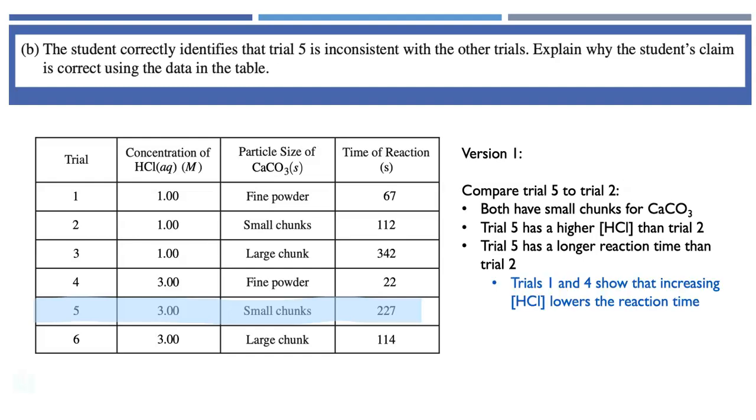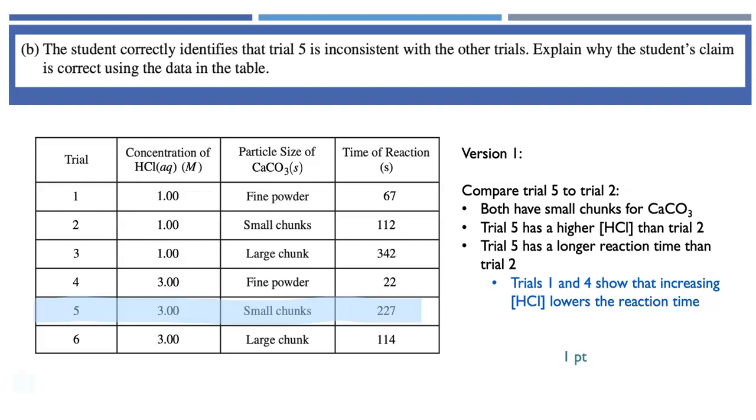Because if I look at trials 1 and 4, which both have the same particle size, they're both fine powder for the calcium carbonate, and I go from 1 molar to 3 molar hydrochloric acid, having the higher concentration of hydrochloric acid lowers the reaction time. The reaction goes faster. And trial 5 is not consistent with that. So this is one way I could earn the point for this part of the question.